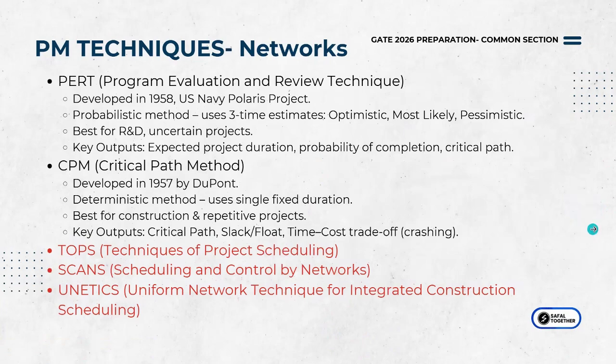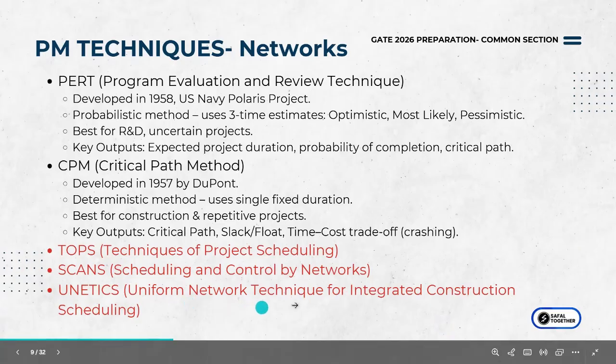Now, coming into our main topic, we have the PERT and the CPM. Okay, so PERT is Program Evaluation and Review Technique. CPM is Critical Path Method. We also have three other techniques that are widely used, but they're much more detailed and it's not really in your scope. One is the TOPS, which is Techniques of Project Scheduling. We have SCANS, which is Scheduling and Control by Networks. We have UNETICS, which is Uniform Network Technique for Integrated Construction Schedule.